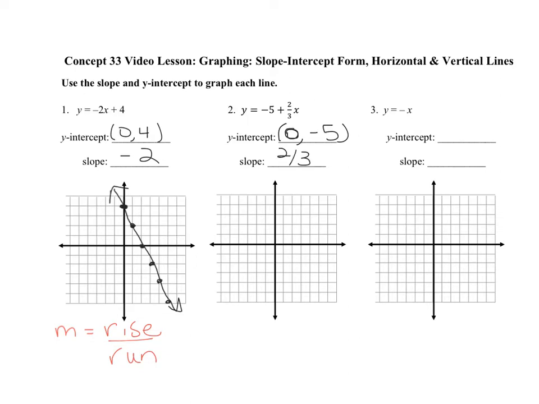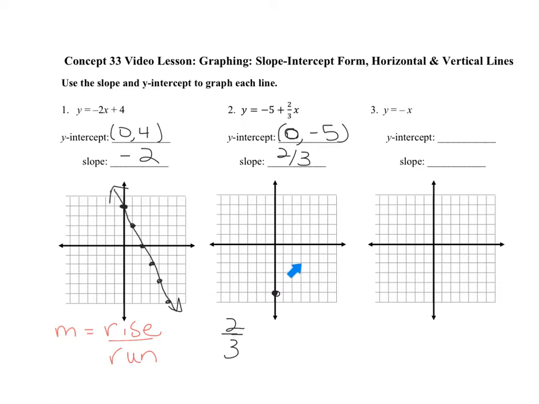So I'm going to start at the y-intercept, which is (0, -5). So I'm going to start at (0, 0). I'm going to go down 5. 1, 2, 3, 4, 5. And so there's my first point. Now, my rise is 2 and my run is 3. So I'm just going to write that. Because it's positive, that means that I'm going to go up 2 to the right 3. So from here, I'm going to move up 1, 2 to the right 1, 2, 3.